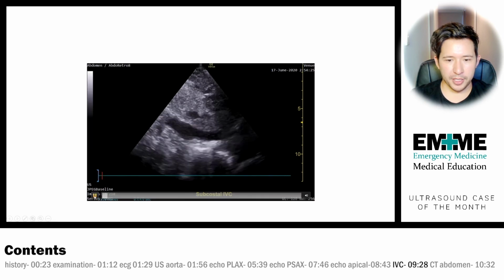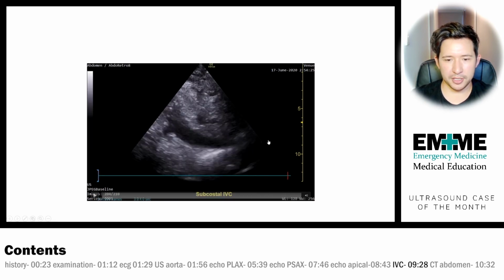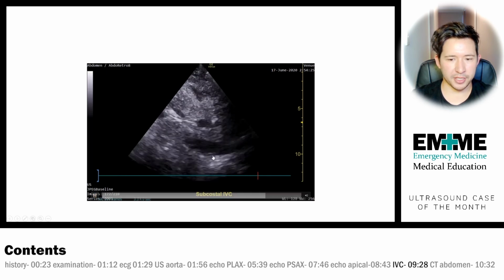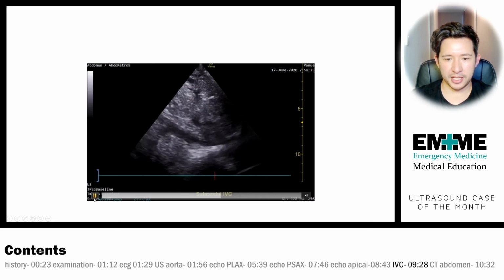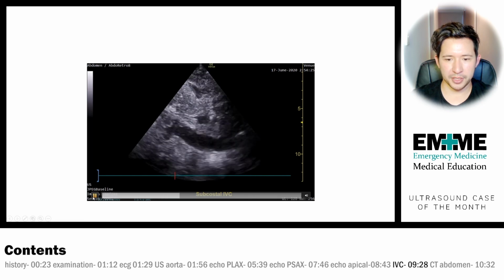And then finally we take a look at his IVC. We do also usually look at the heart in the subcostal view, and I didn't get particularly good pictures for this, so I'm not going to talk you through them. This is just to say that the IVC looks like it's showing pretty normal respiratory variation as he breathes in.